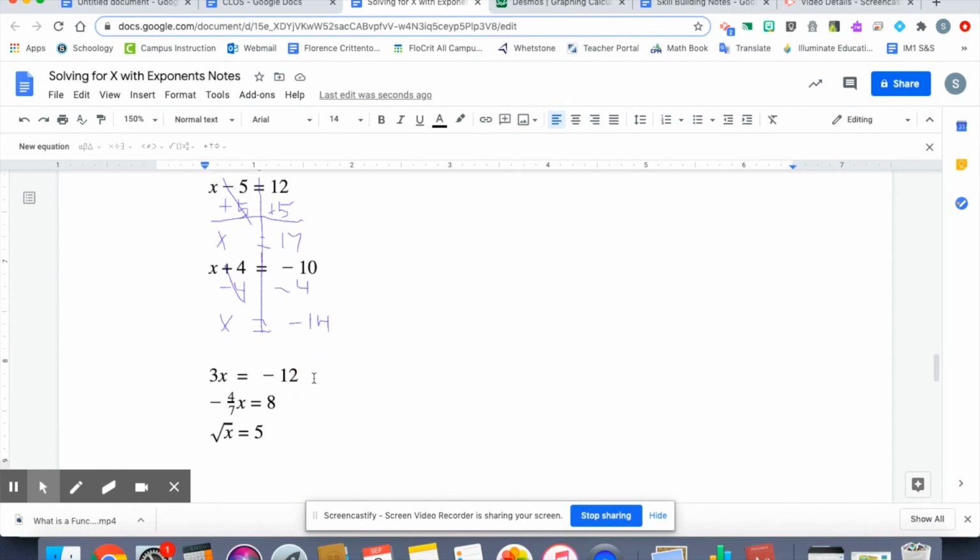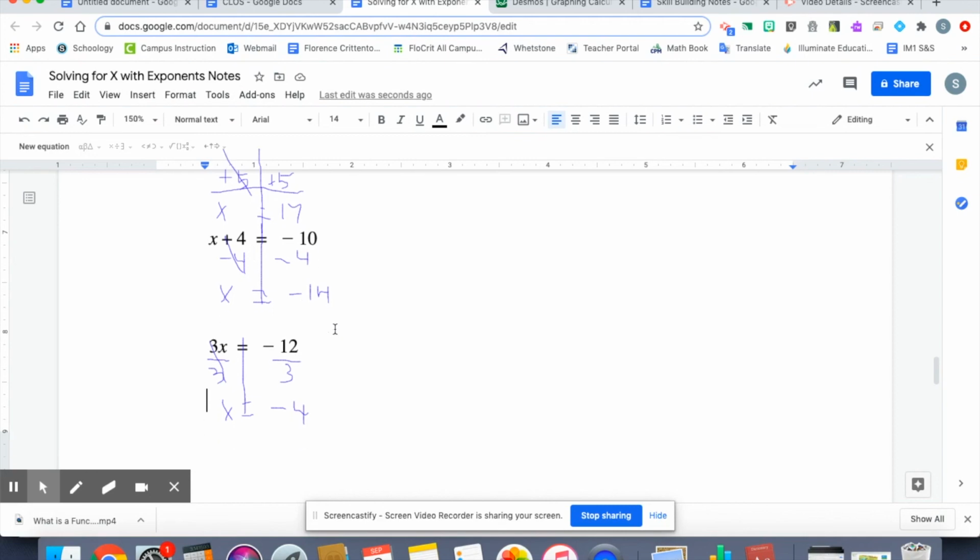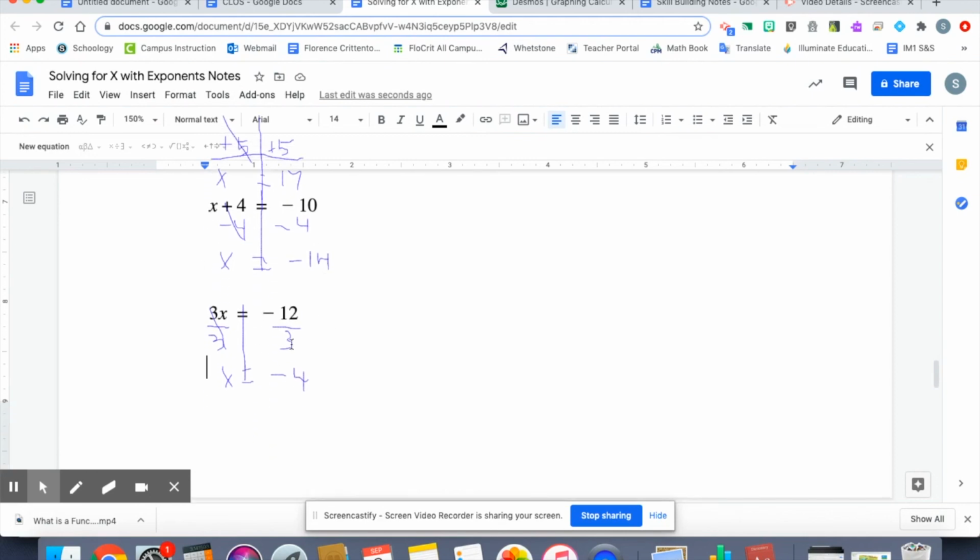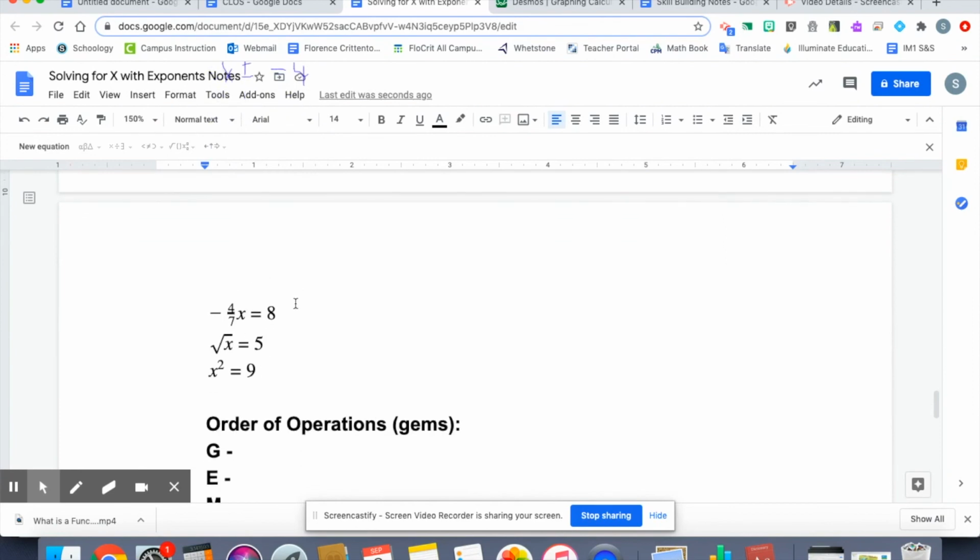If I do it for multiplying and dividing, remember 3x means 3 times x. So to undo timesing by x, the inverse is division. So I'm going to divide both sides by 3. 3 divided by 3 cancels and becomes just 1x, but I don't have to write the 1. Negative 12 divided by positive 3 is negative 4. So in this case, x would equal negative 4. If any of these are confusing you, like the arithmetic, like why the answers are the answers, go watch warm-up videos on either adding and subtracting or multiplying and dividing if this is the part that confuses you.